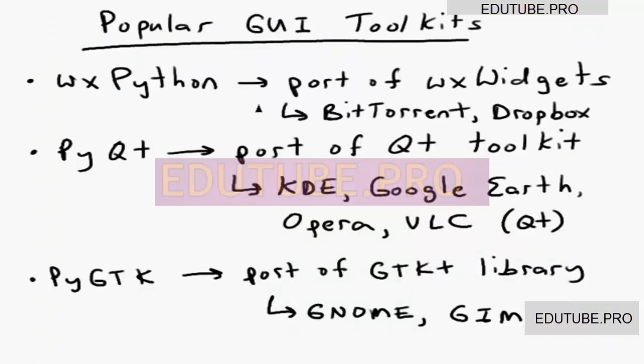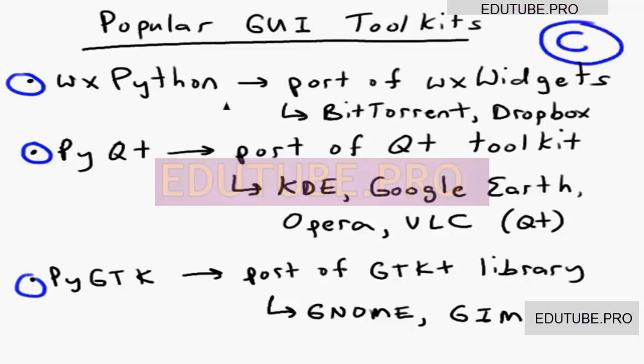Before we delve into tkinter, which is CPython's native built-in packaged GUI toolkit, I think you should be aware of at least these three popular GUI toolkits: WXPython, PyQt, and PyGTK. All three of these are ports or bindings to Python of a cross-platform GUI toolkit. Traditionally, the cross-platform toolkits are written in C. WXPython is a port of the WXWidgets framework. Some popular applications that have been written that are available for download that rely upon WXWidgets include the original BitTorrent client and the Dropbox client utility.